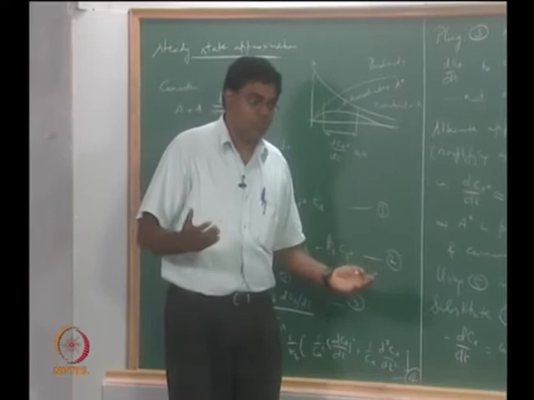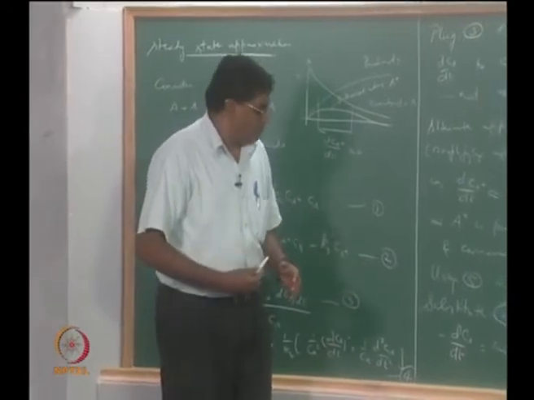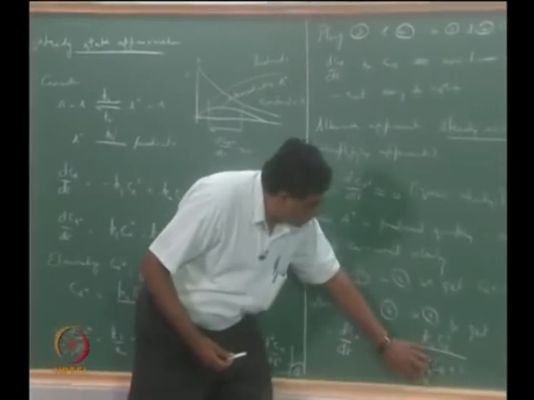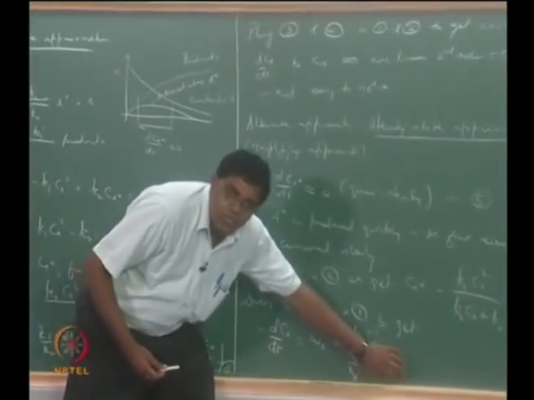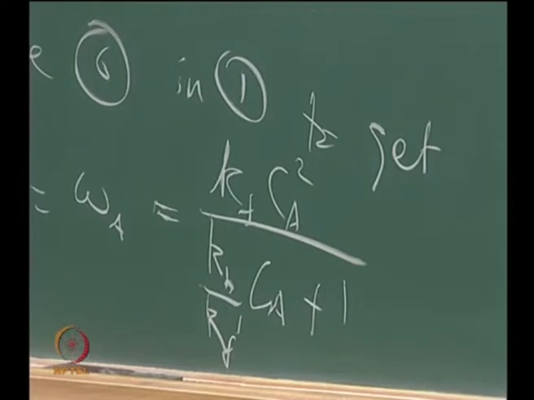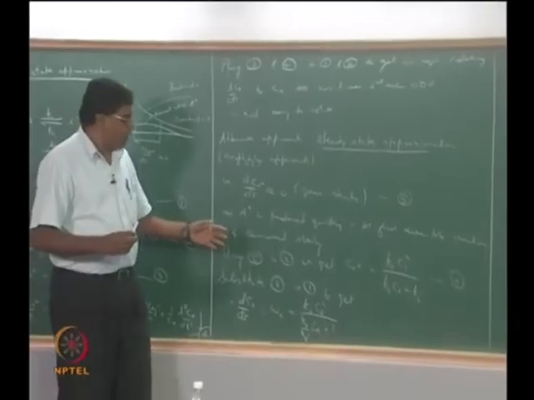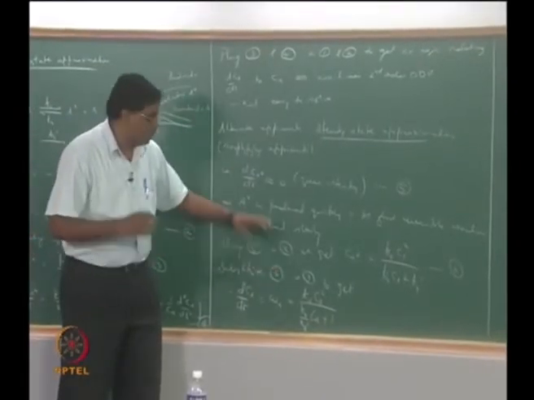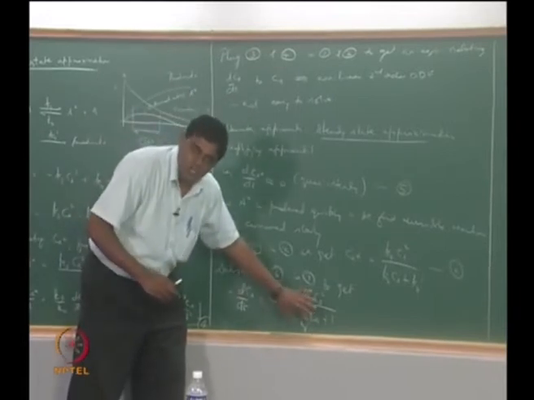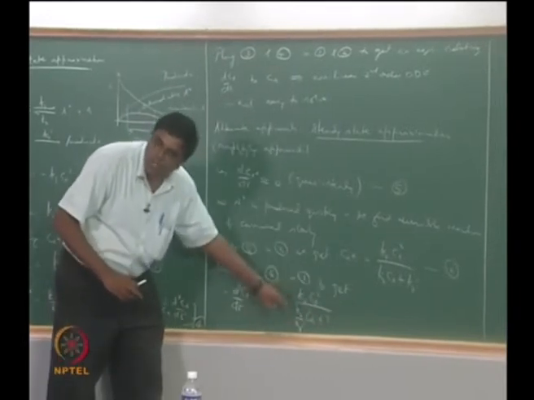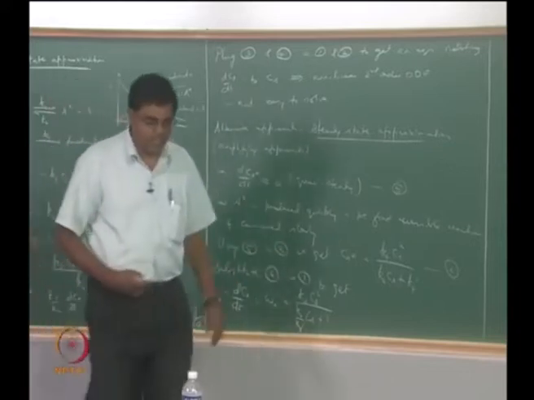So depending upon whether it is going to be first order or second order, what you have to look at is how this term compares with unity. That is the reason why we have rearranged things like that. It is always good to compare things with 1, to say whether it is much larger than 1 or much smaller than 1. If it is much larger than 1, we ignore 1. If it is much smaller than 1, you ignore it, right.